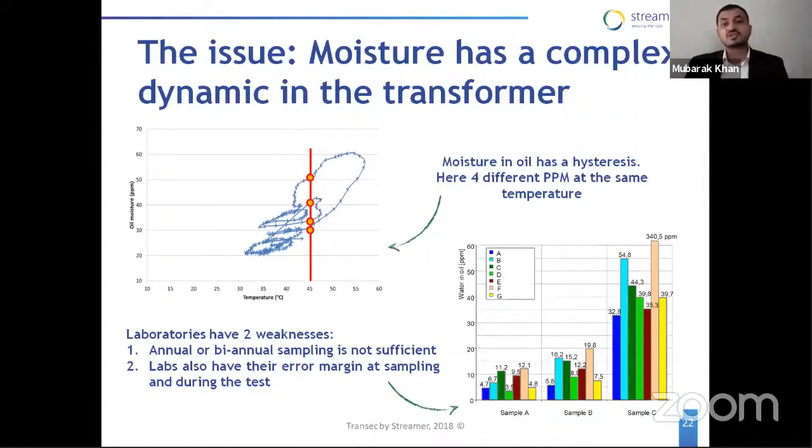Here in the graph, it is shown that because of the large amount of hysteresis in exchange of moisture from paper to oil and oil to paper, at whatever instant you are checking the ppm value, you will not get the same value. As per analysis, they have noticed that with the same amount of moisture in a transformer at the same temperature, people have got different values at different instances. Even these values are varying in the range of 20 ppm. So that is why offline testing will not give you the exact values of the ppm.